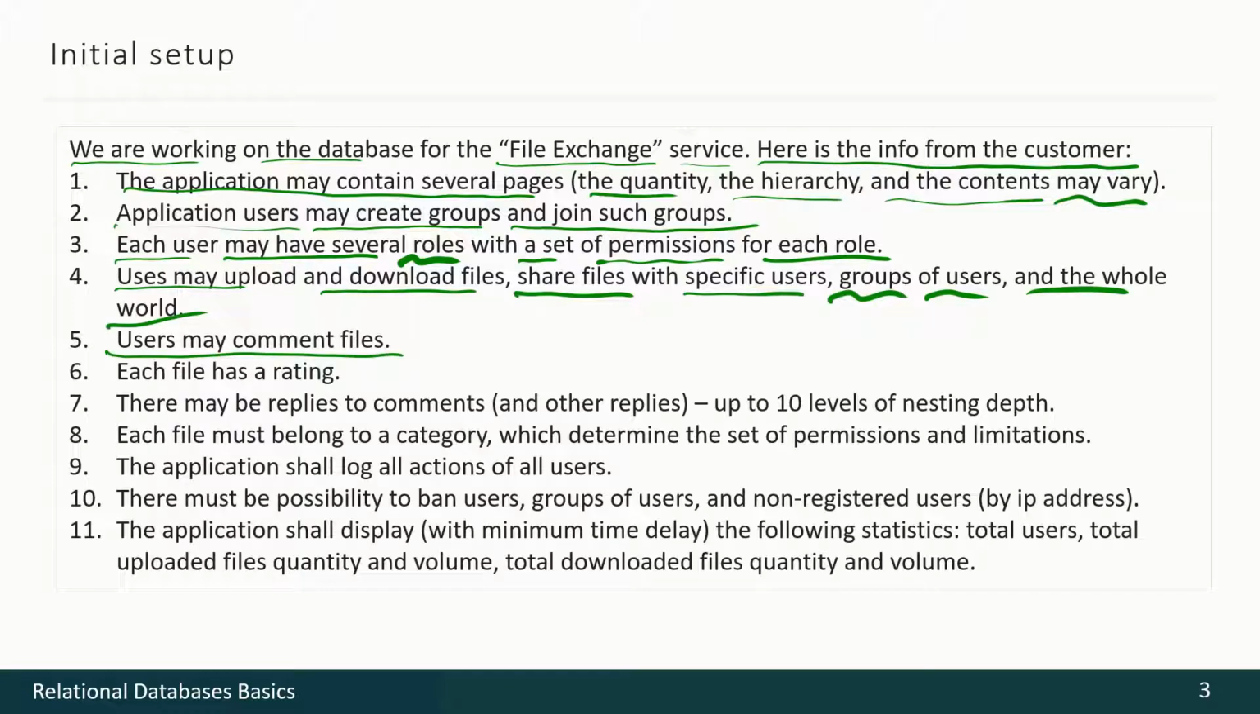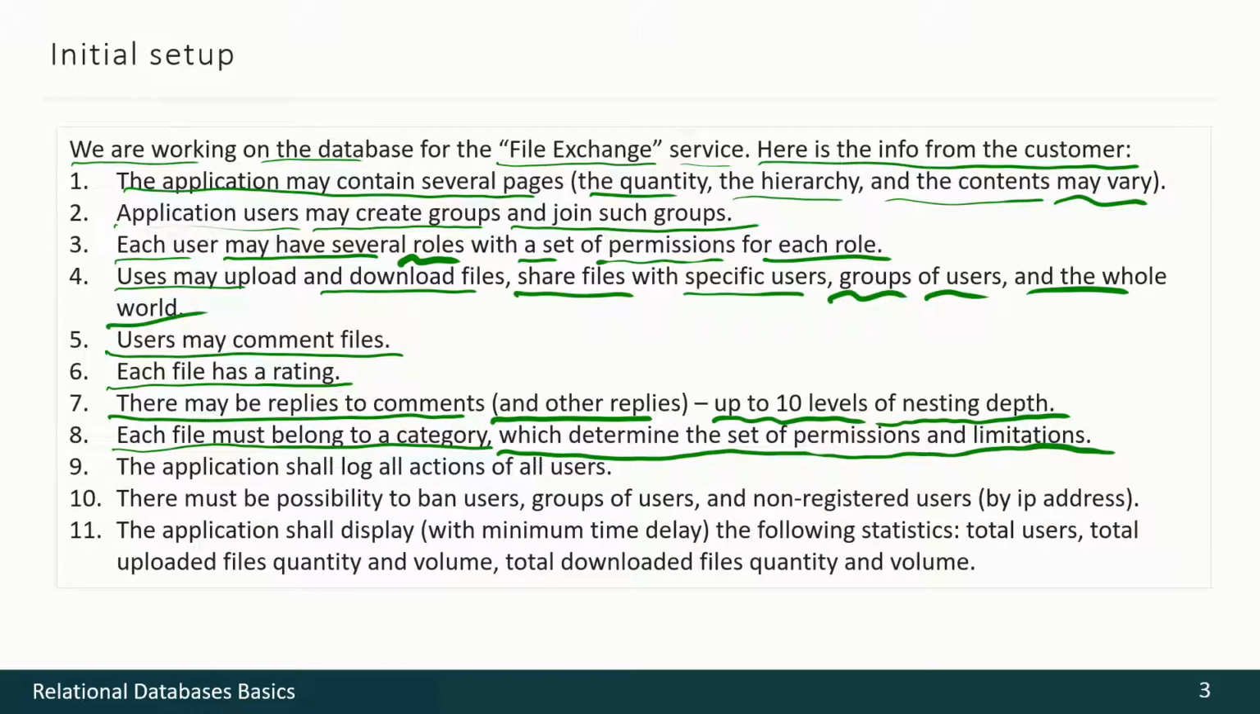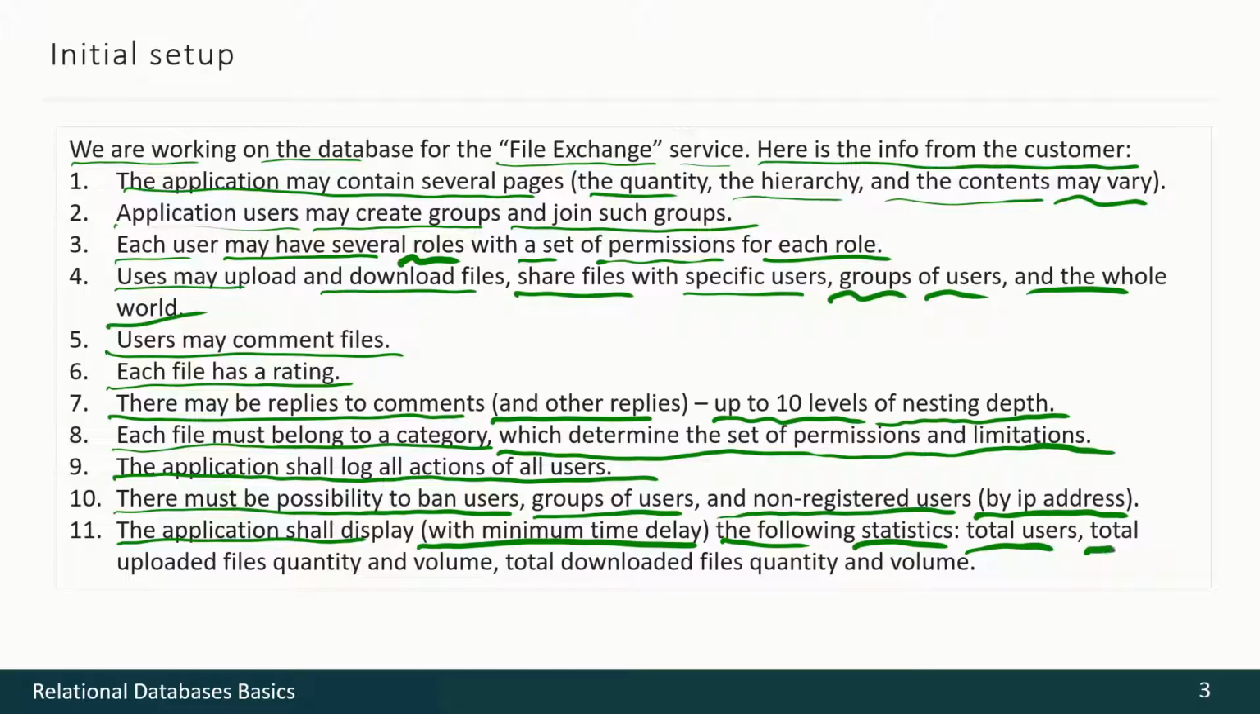Users may upload and download files, share files with specific users, groups of users, and the whole world. Users may comment files. Each file has a rating. There may be replies to comments and other replies up to 10 levels of nesting depth. Each file must belong to a category which determines the set of permissions and limitations. The application shall log all actions of all users. There must be possibility to ban users, groups of users, and even non-registered users by IP addresses. And the application shall display with minimum time delay the following statistics: total users, total uploaded files quantity and volume, total downloaded files quantity and volume.